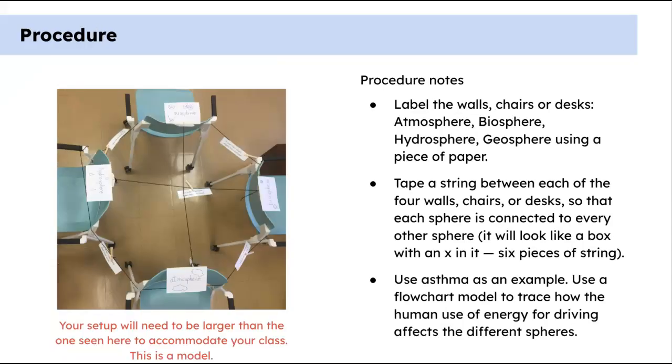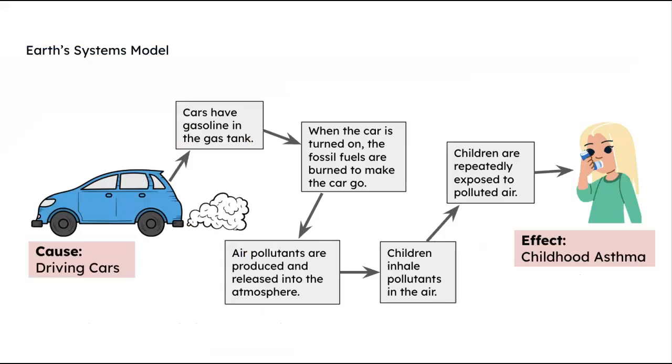This time, you'll demonstrate the process with students using asthma as an example. You'll have students direct you where to place the system interactions. You'll use a flowchart model to trace how the human use of energy for driving affects the different spheres.